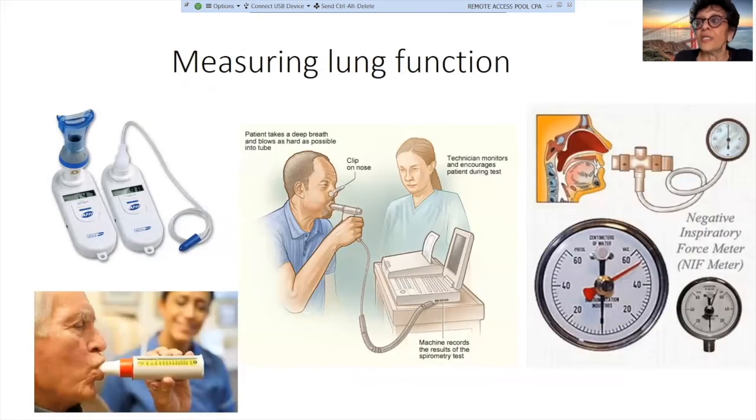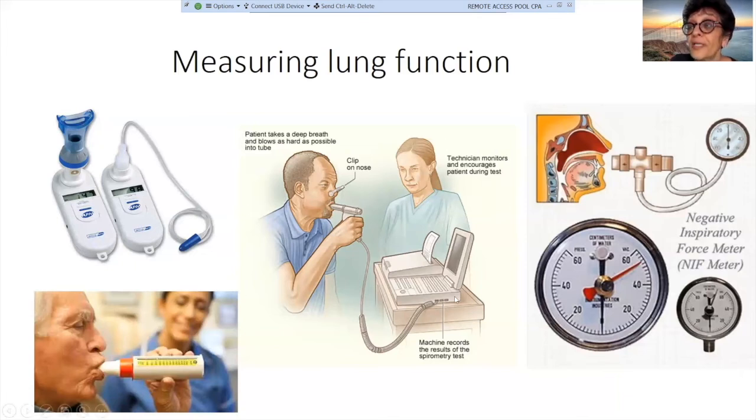So how do we measure the lung function? How do we know when respiratory muscle weakness has set in? When patients come to the ALS clinic, we do what is called a spirometry. In a spirometry, the patient takes a deep breath and blows as hard as possible into this tube, which measures the volume of air that is coming out. There's a clip on the nose and the technician is monitoring it.